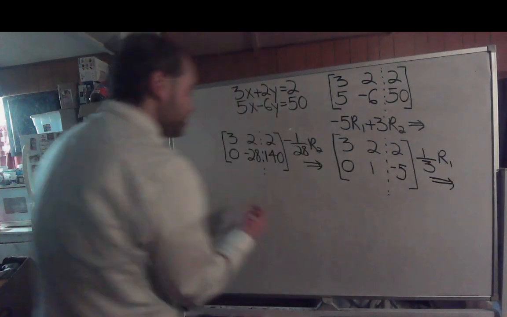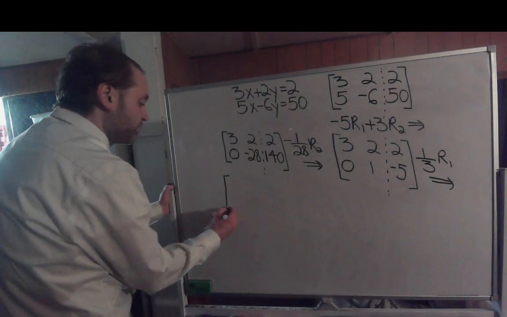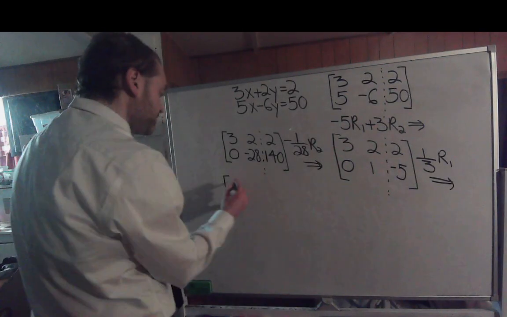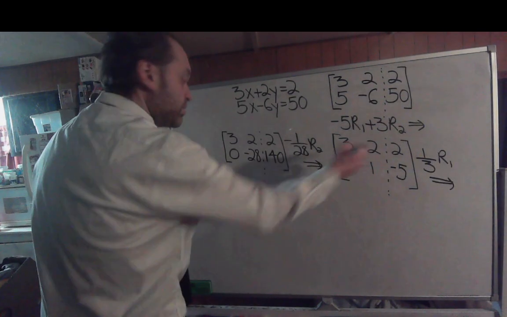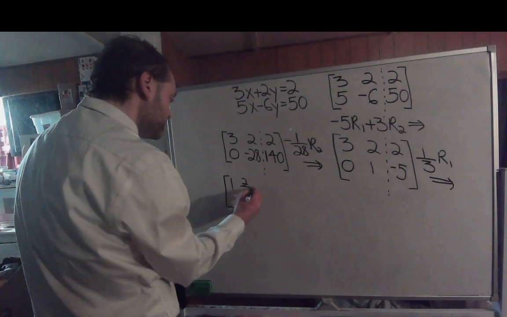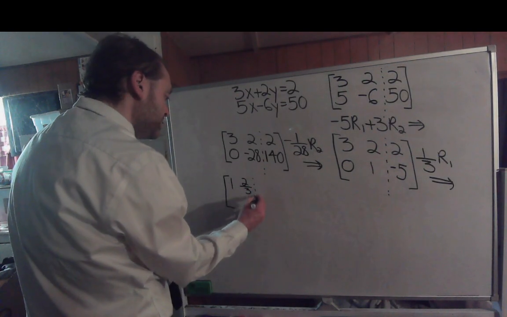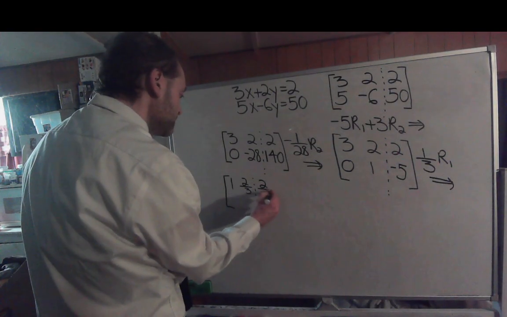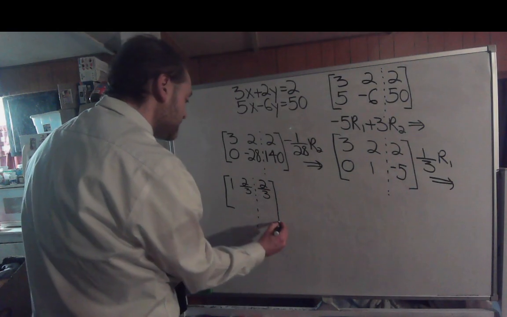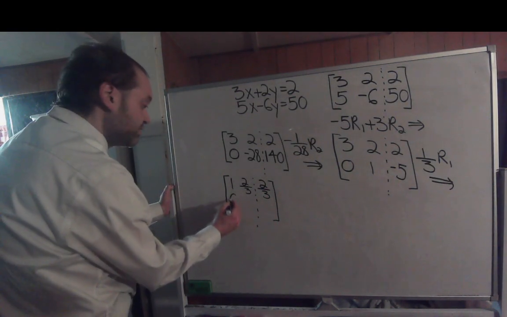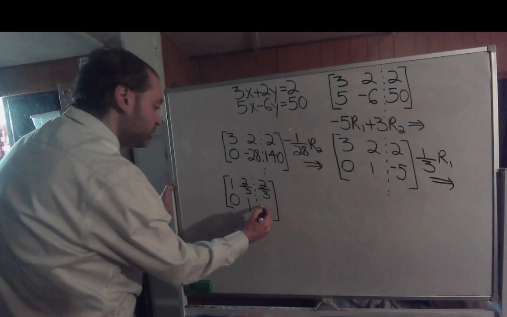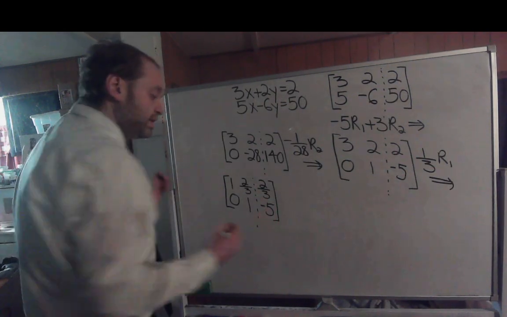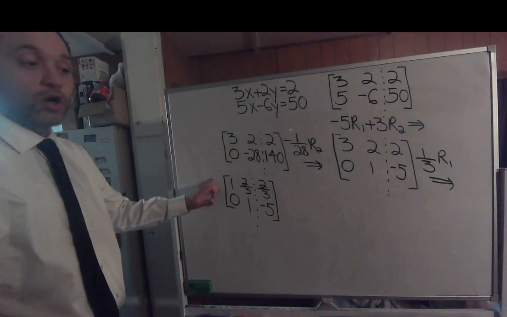Let's get your new matrix here. A third of row 1, excuse me. So a third of 3 is 1. A third of 2, well, that's 2/3. And then the same on the right side. A third of 2 is 2/3. And then you leave your second row alone, you'll have 0, 1, and negative 5. Well, what do you know? You now have it in row echelon form.